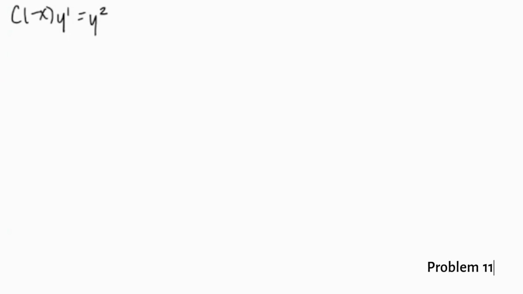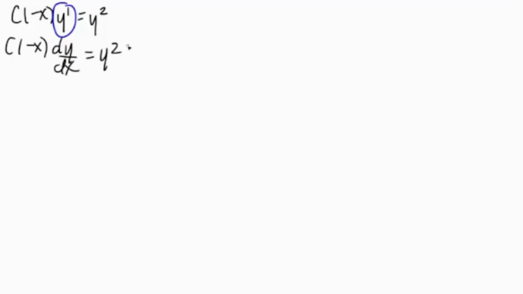So, ang problem natin is 1 minus x y prime is equal to y squared. Alam natin na ang y prime equal yan sa dy over dx. And yan na muna yung gawin natin. So, magiging 1 minus x dy over dx is equal to y squared. Multiply naman natin both sides by dx. So, magiging 1 minus x dy is equal to y squared dx.